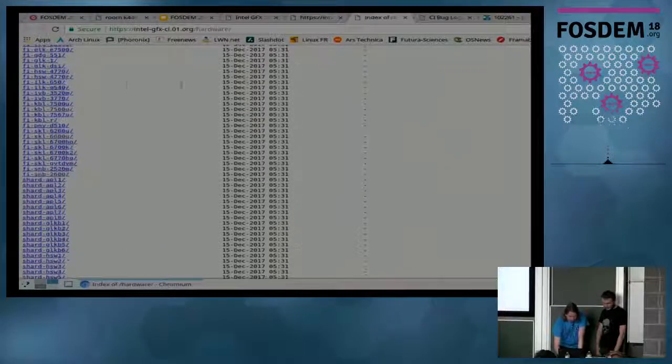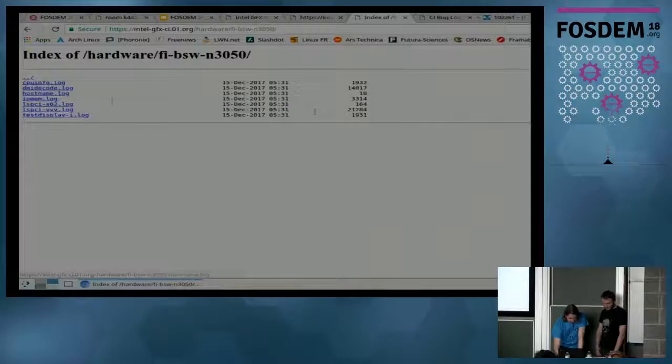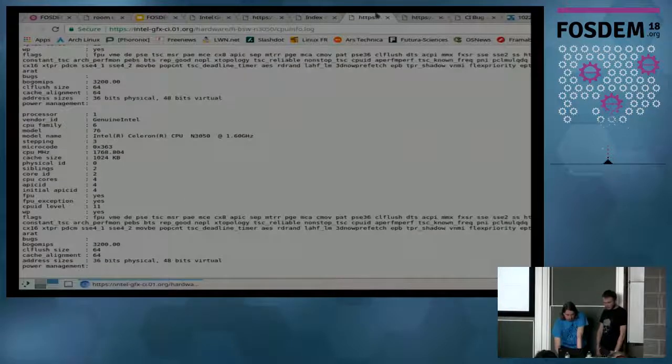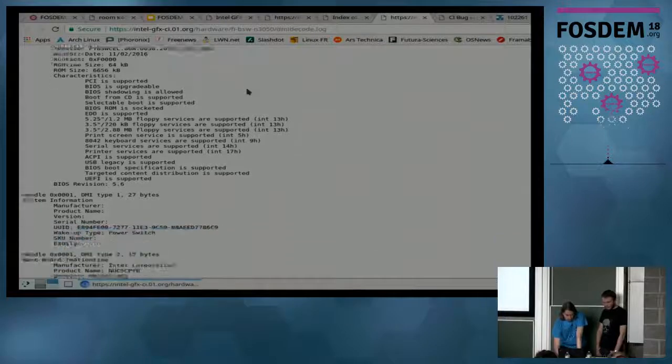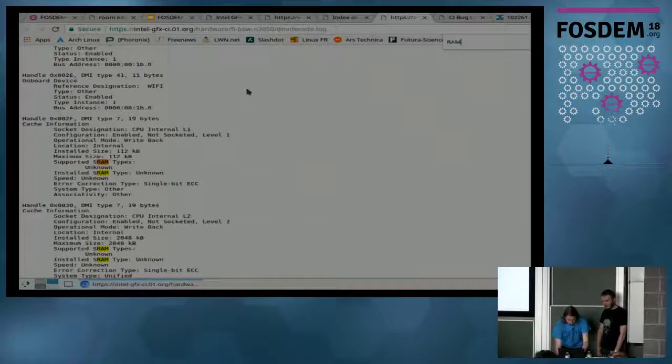Then if you want to have full information about the hardware, you can go, for instance, to this Braswell here, and you can have all the stuff. CPU info is, well, proc CPU, so you can check that. Then you can also check what is available in the BIOS, the hardware configuration, if you want to look at the RAM.